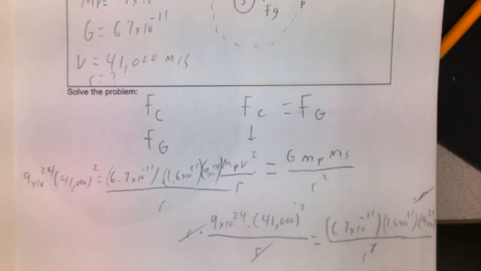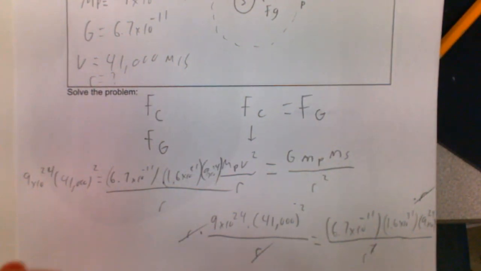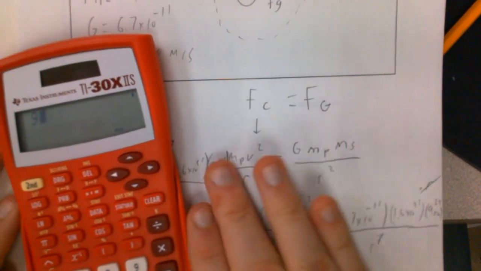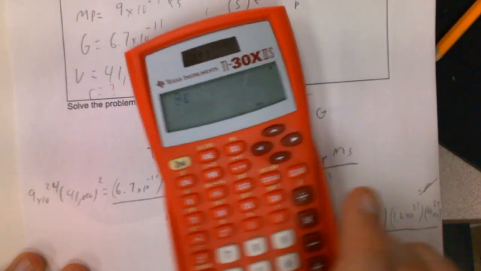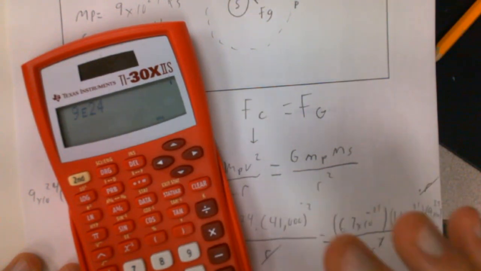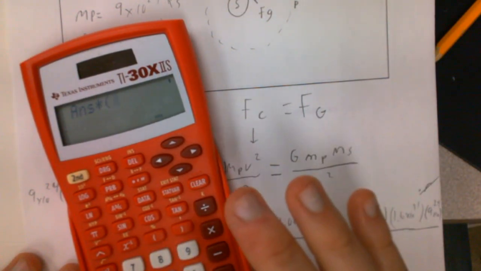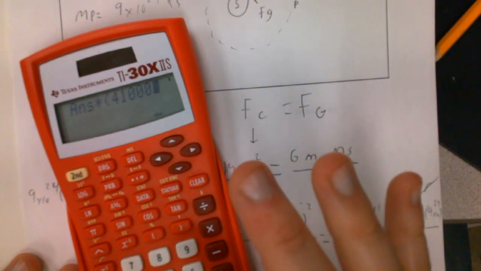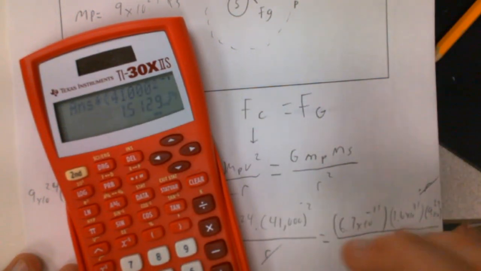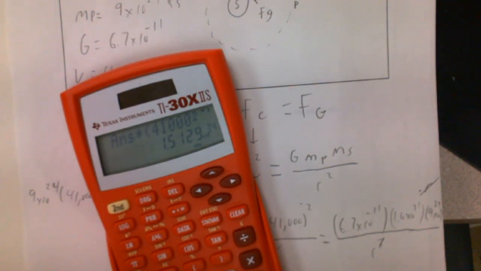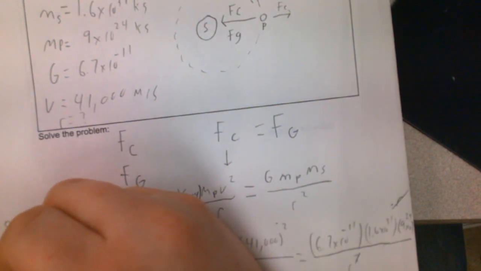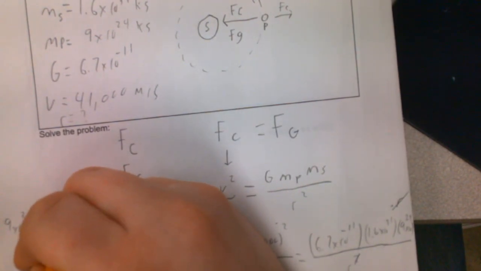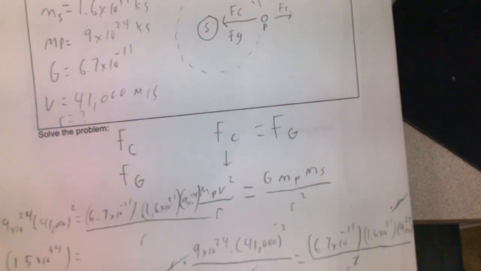Okay, so let's go ahead and get this into a conformation where our numbers are less enormous and gross. So let's see. That's 9. The way my calculator deals with this is E. 9E 10 to the 24th, times, parentheses, 41,000 squared. It gives us 1.5129 times 10 to the 34th. I'm just going to call that 1.5. That sounds fine to me. So we'll say 1.5 times 10 to the 34th is this side of the equal sign.